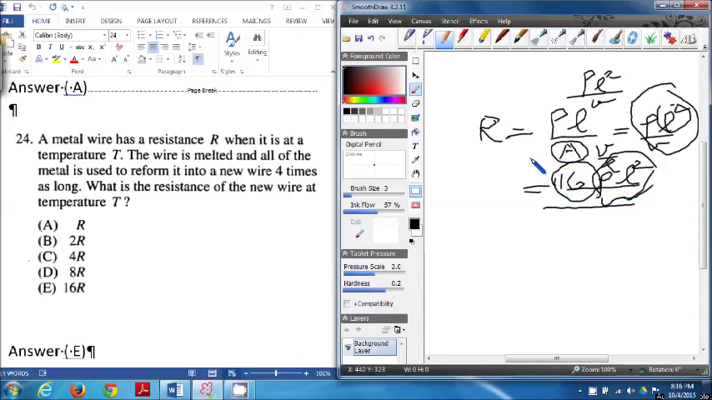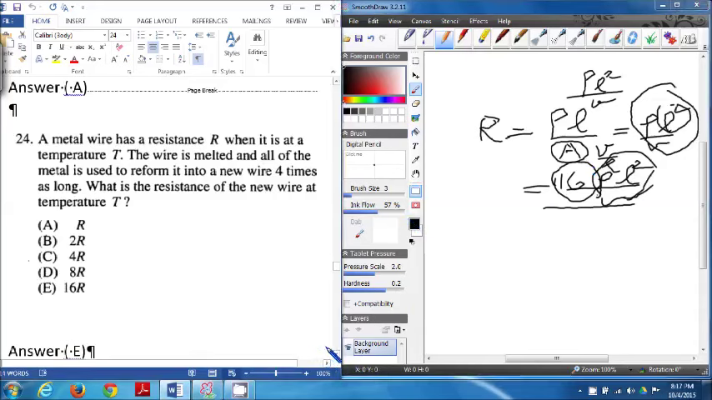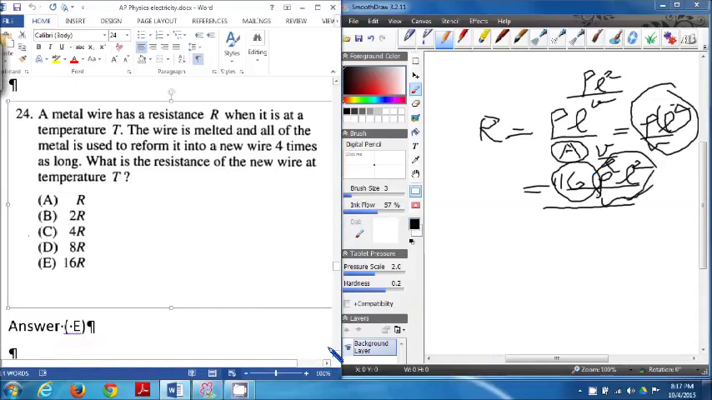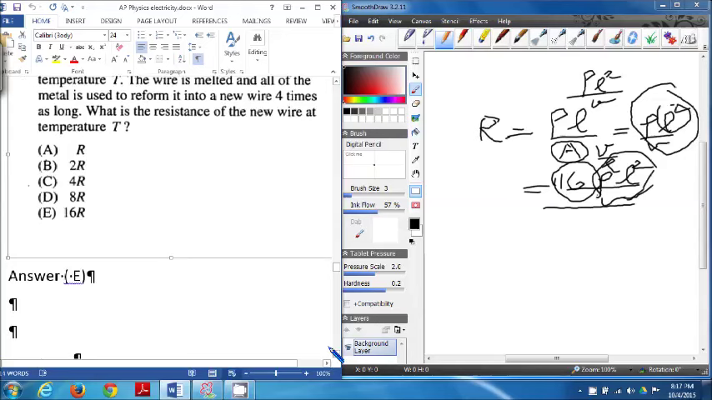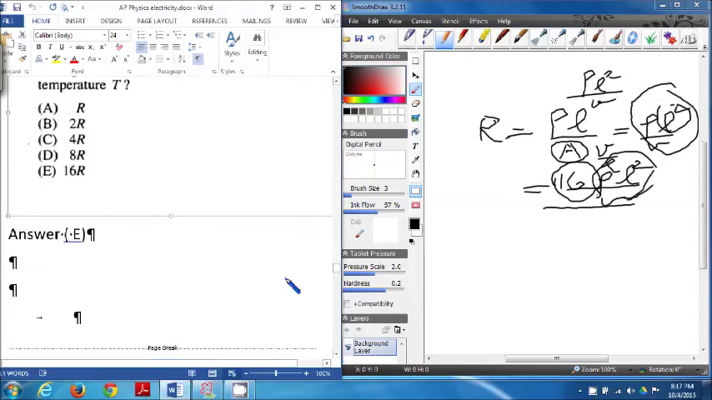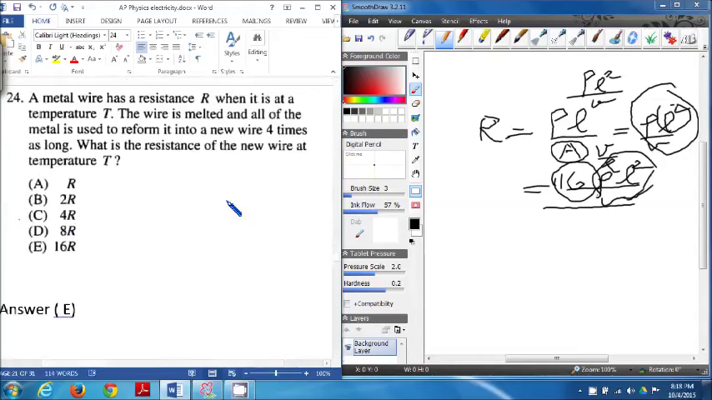So here the point is that we have not worked with the area, otherwise the calculation becomes longer. So simply replace A with the value, then we know the resistance becomes only a function of the length, because the volume is conserved. So the answer is 16R. So the answer is E.